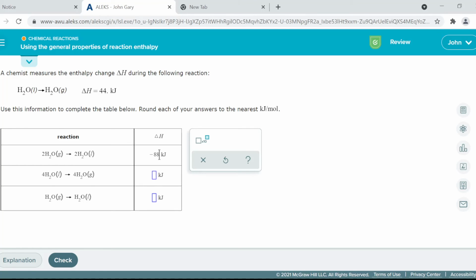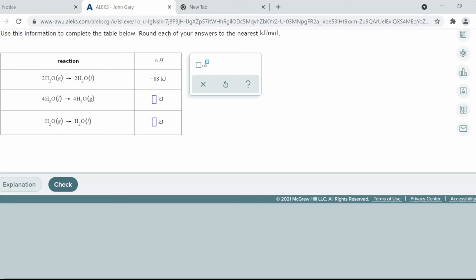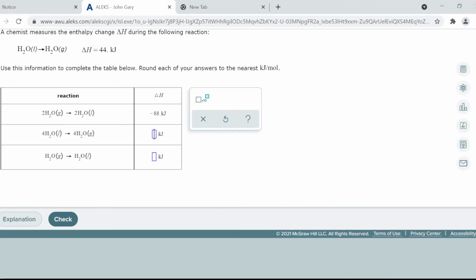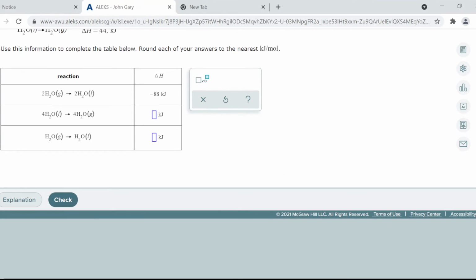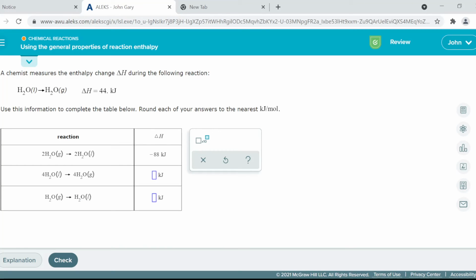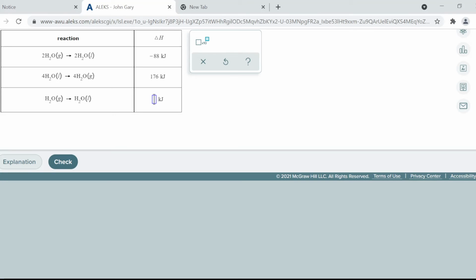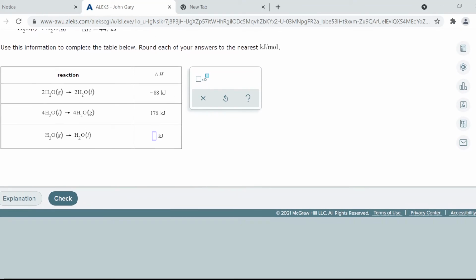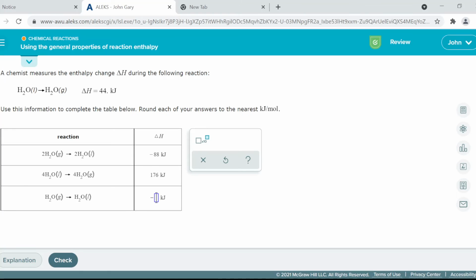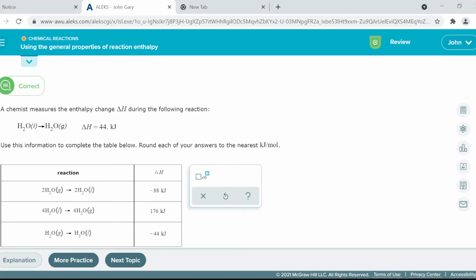Next up, it is 4 times the value that they gave me up top. So 4 times 44 would be 160 plus 16, 176. All right. And then this one is gas to liquid. It's just the opposite of what is up top, so that'll be negative 44. All right, check. There you go.